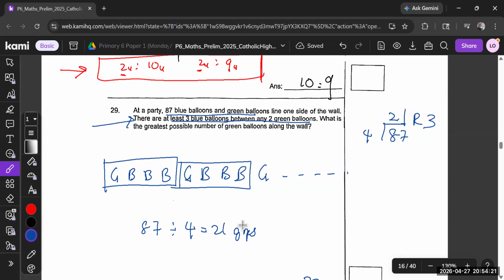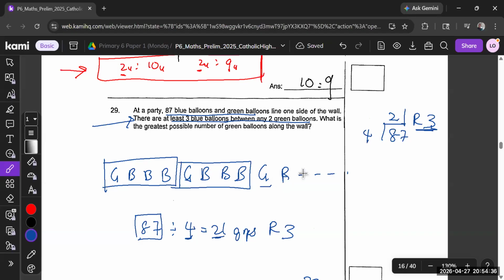And if you're using a calculator in paper 2, the calculator will not show you the remainder. How do you get the remainder? Remember, the calculator will give you a funny decimal. You take 21 times 4, 84. Then 87 minus 84, remainder 3. What is the remainder 3?